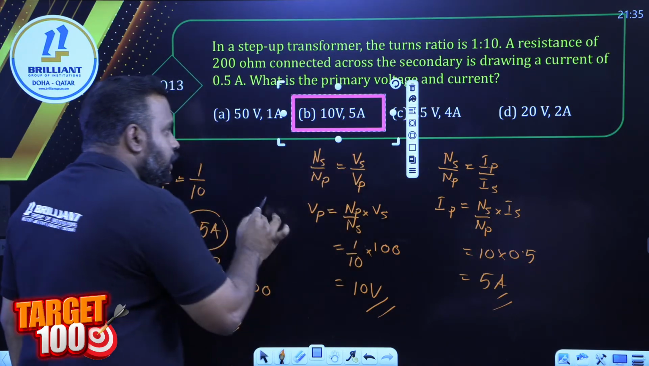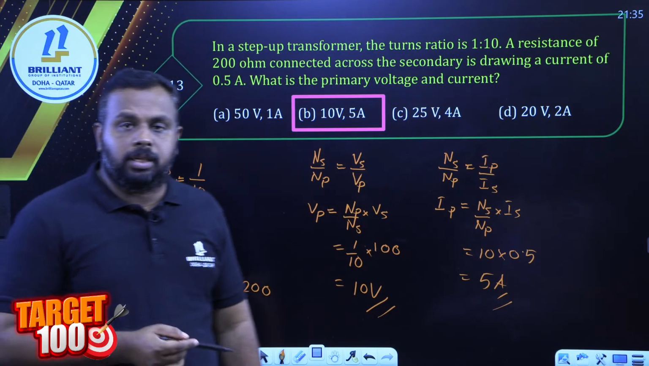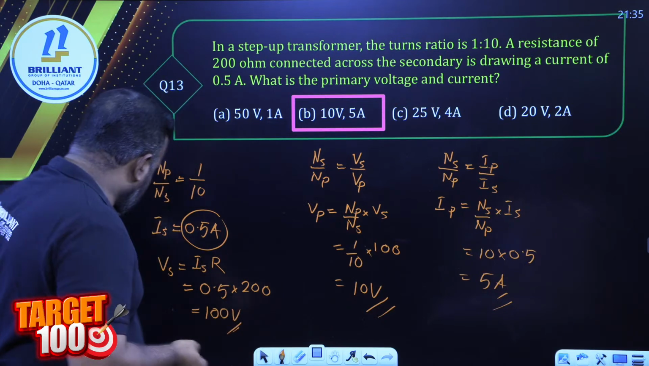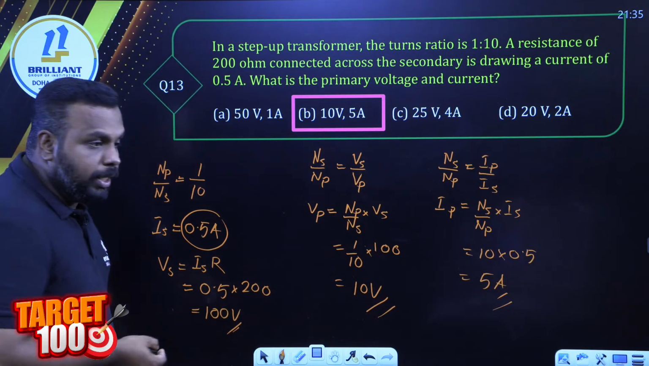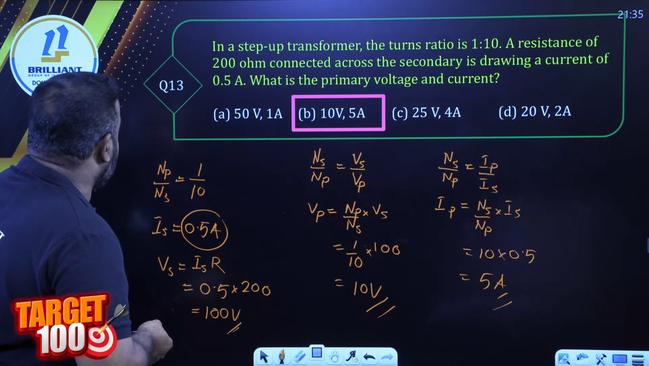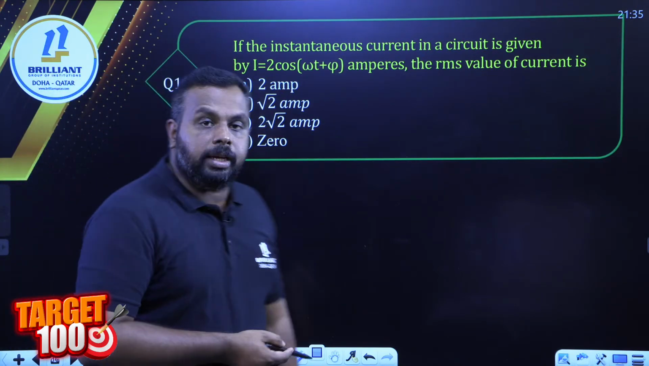So you can see that there are many questions from transformer and LCR circuit. Those are the core areas of this chapter. So I am going to the next top question, question number 14. Again an easy question.